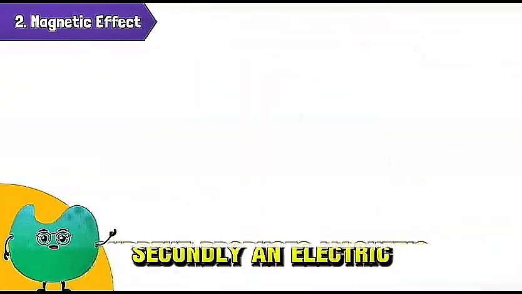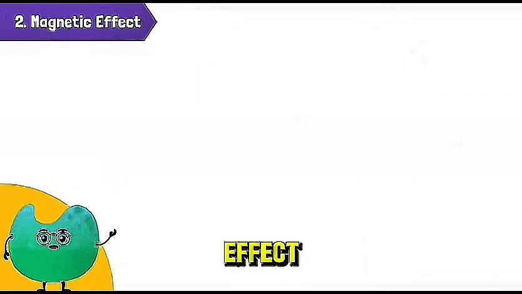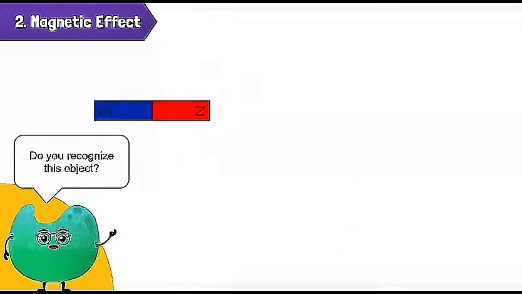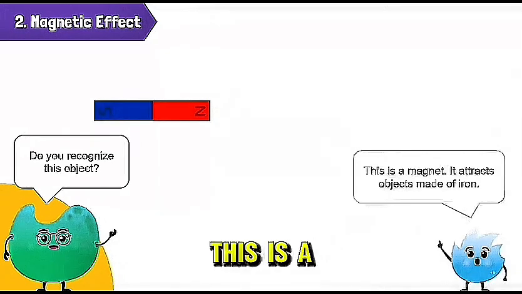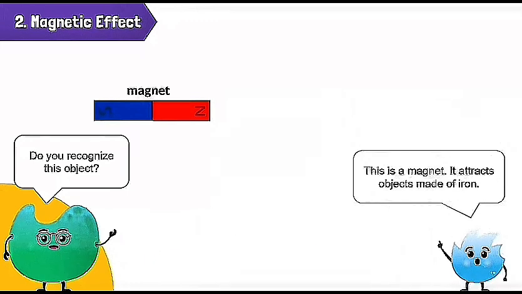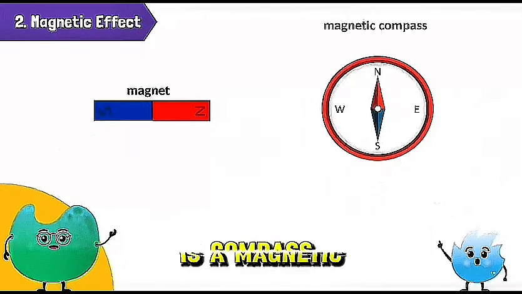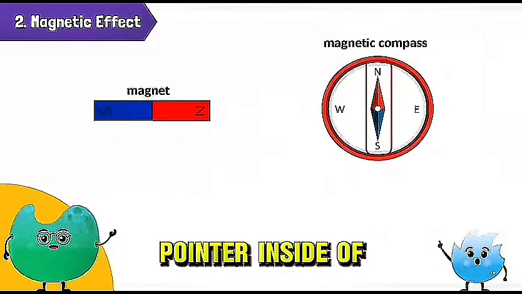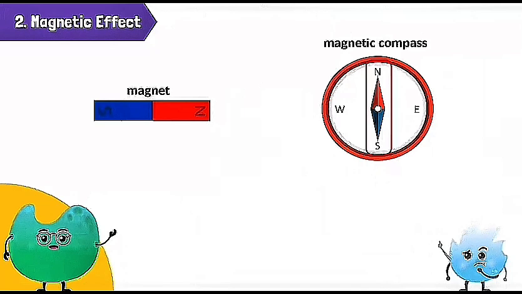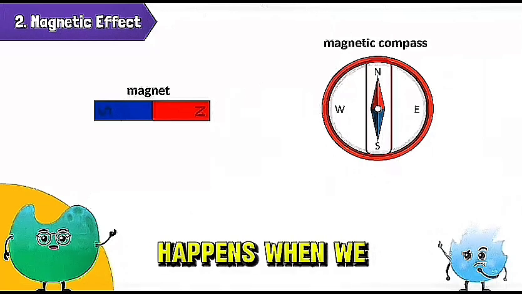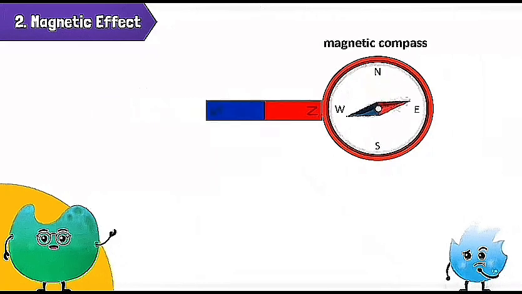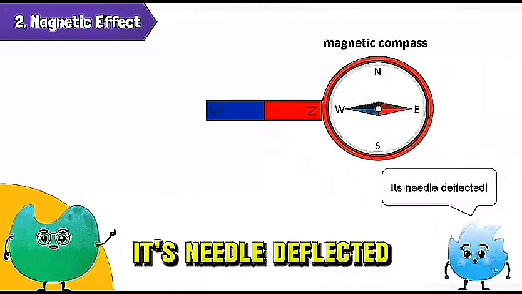Secondly, an electric current produces magnetic effect. Do you recognize this object? This is a magnet. It attracts objects made of iron. Yes, and this is a magnetic compass. There is a pointer inside of its glass chamber that points us in the right direction. Now, observe what happens when we bring a magnet near the compass. Its needle deflected.